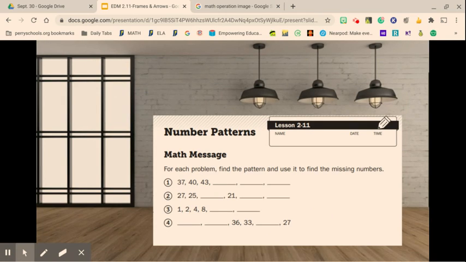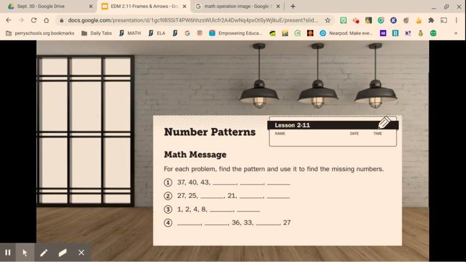So I want to start out by looking at different patterns that we have in numbers, because that'll help us with solving the frames and arrows problems. Number one has three numbers already written, and we need to figure out the next three numbers.